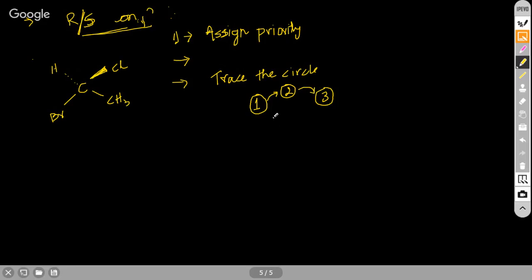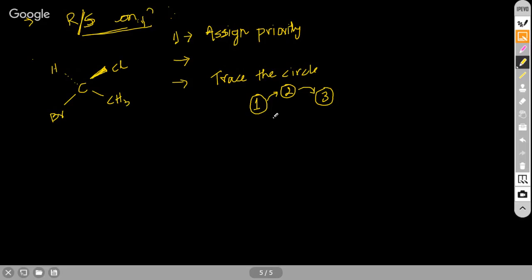Condition is what? The least priority group must be on the bottom of the... Yes, correct, Anirudh. Priority will be assigned according to CIP rule. Okay, will assign the priority. The least priority must be going into the plane. I'm talking about which dash now. Fischer projection will be discussed. In which dash the least priority group must be into the plane. Then we have to trace the circle. We have to go from first priority to third priority via second.